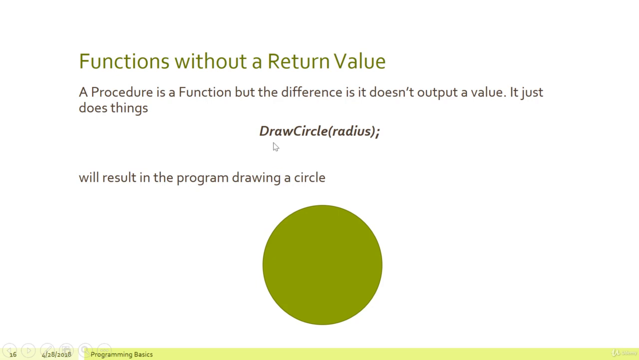There are also functions without a return value. A procedure is a function, but the difference is it doesn't output a value, it just does things. So here the sample is a draw circle radius. It will take the value of the radius and draw a circle based on it.